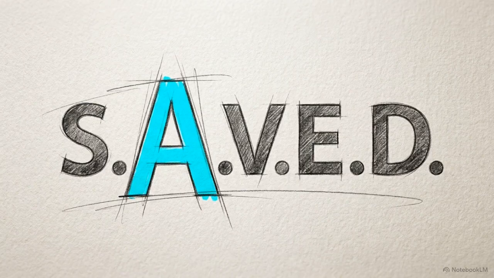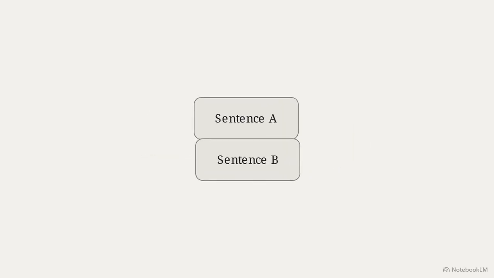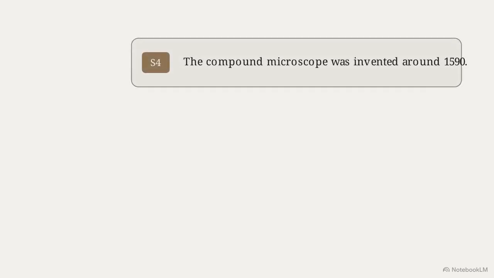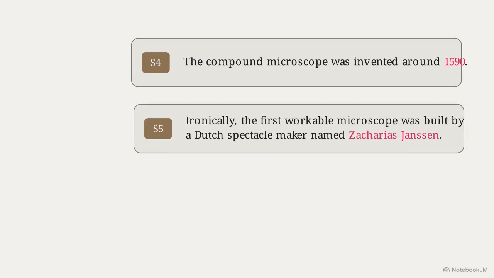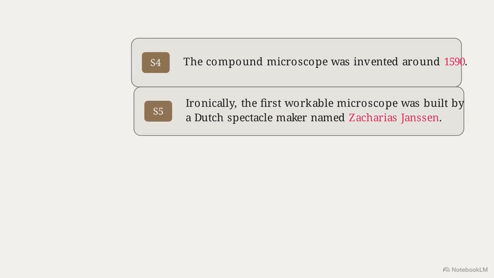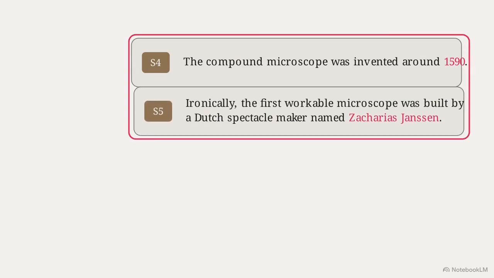With the opener established, we move to the A in SAVD, anchoring mandatory pairs. These are 2 sentences that must go together because of a direct grammatical or chronological link. Look at sentence 4, which introduces the invention of the compound microscope in 1590. Sentence 5 follows this naturally by identifying the specific man who built it, Zacharias Janssen. These 2 sentences form an inseparable chronological unit.